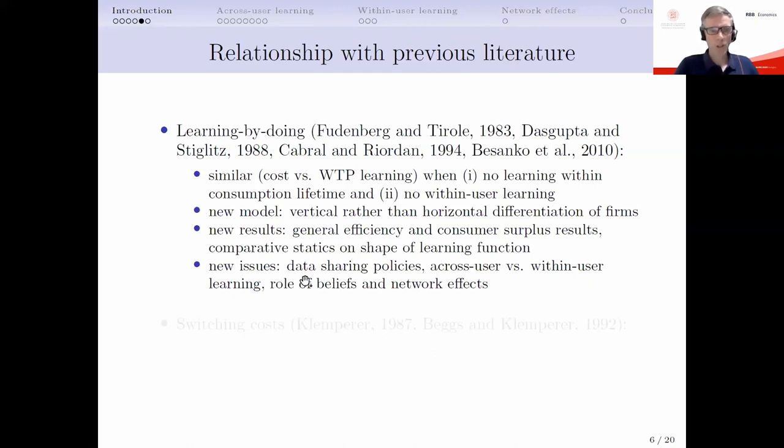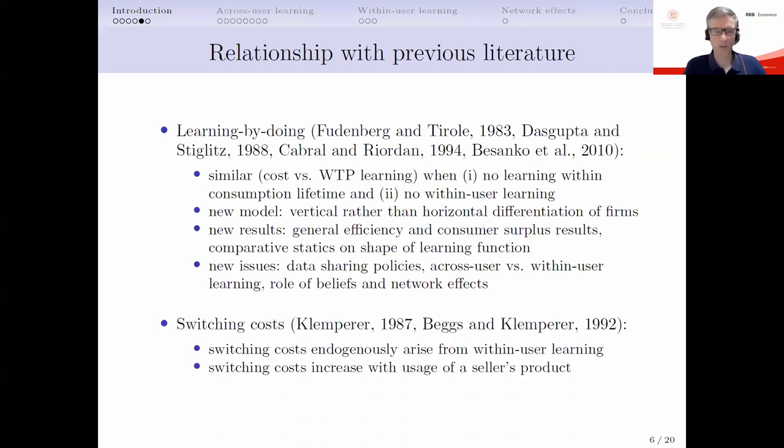And probably more importantly, we have new issues that we look at. With learning by doing, no one was looking at data sharing. There wasn't this issue about across-user versus within-user learning, which just doesn't arise with learning by doing. And there's no role of beliefs and network effects. So some of these issues are obviously new.